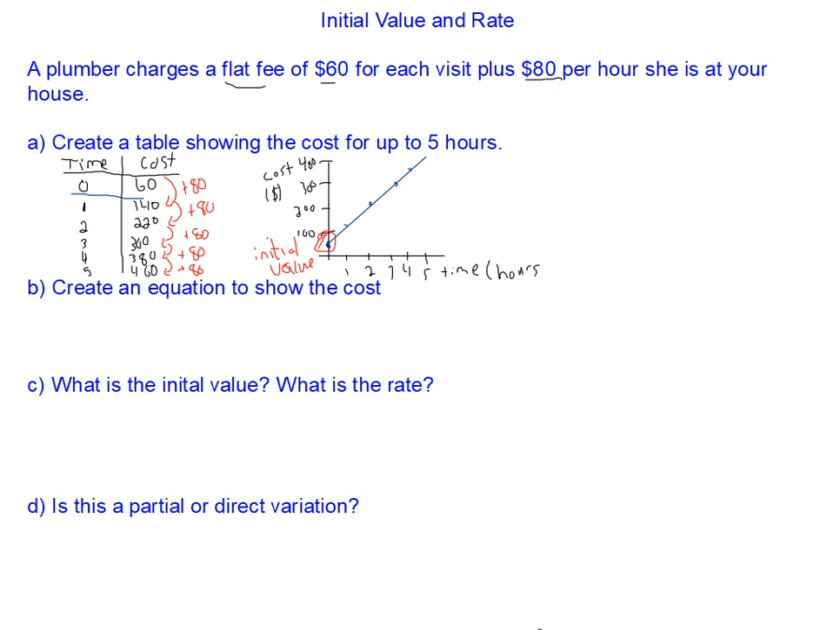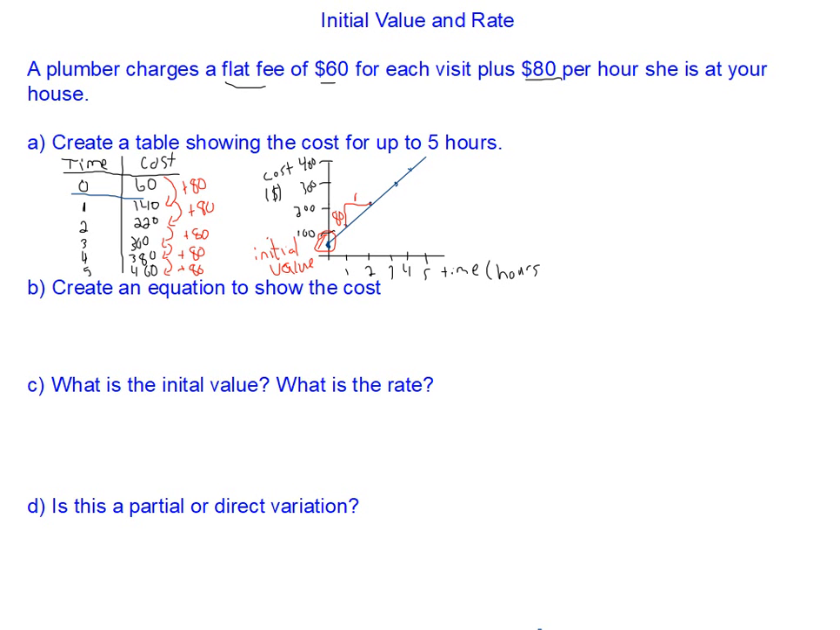The other thing to note is that we can find the rate on this graph by looking at how much we go up by and how much we go over by. So the rate here is whatever the difference is from here to here. So here it was $80 for every 1 hour.